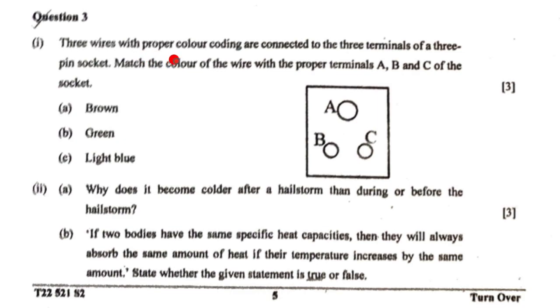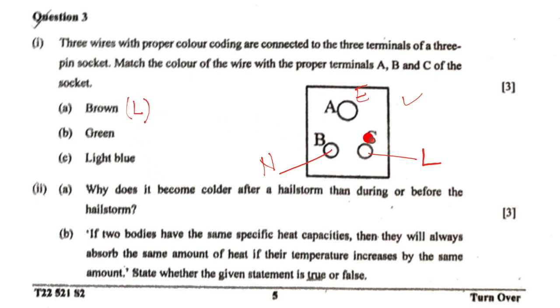We have 3 wires with proper color coding. They are connected to the 3 terminals of the 3-pin socket. So this is your 3-pin socket. Match the color of the wire with the appropriate terminals A, B and C. Now you know that A is earth and this is a socket. So this becomes your live, this becomes your neutral, correct? Now brown means it is going to be live.